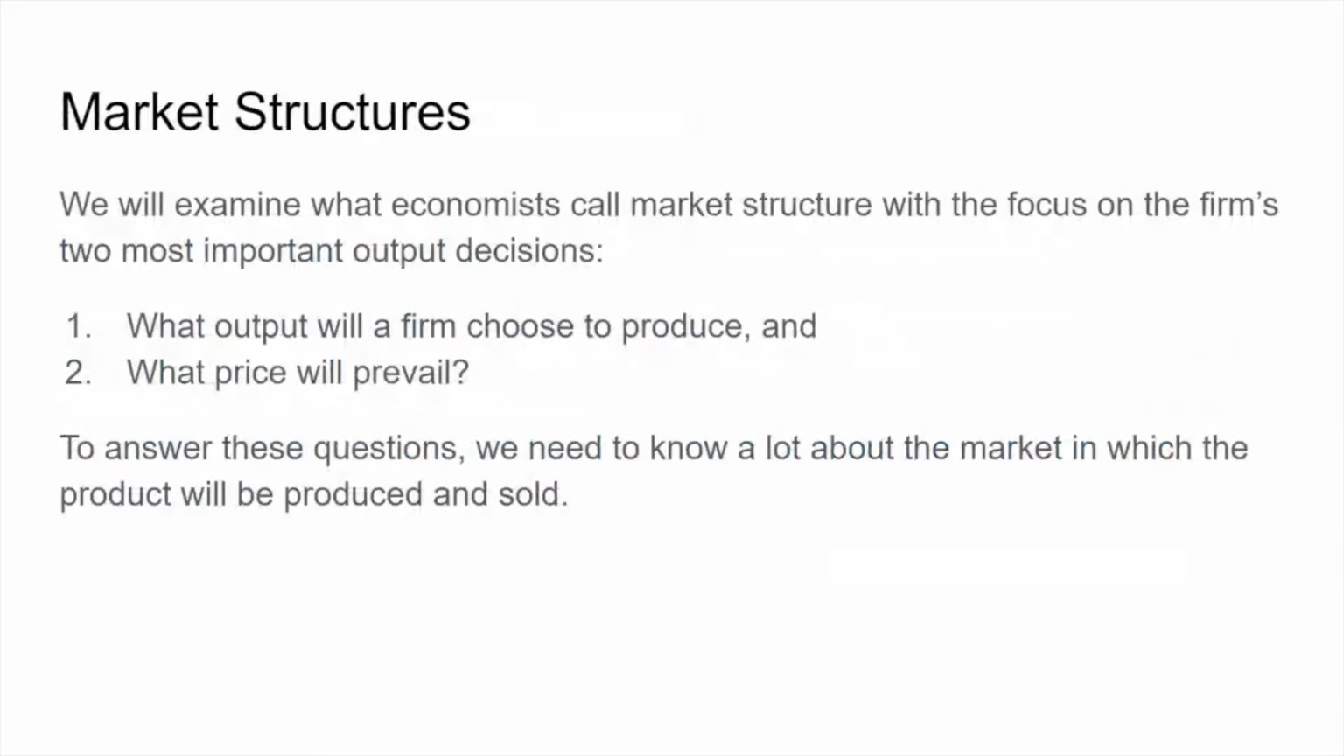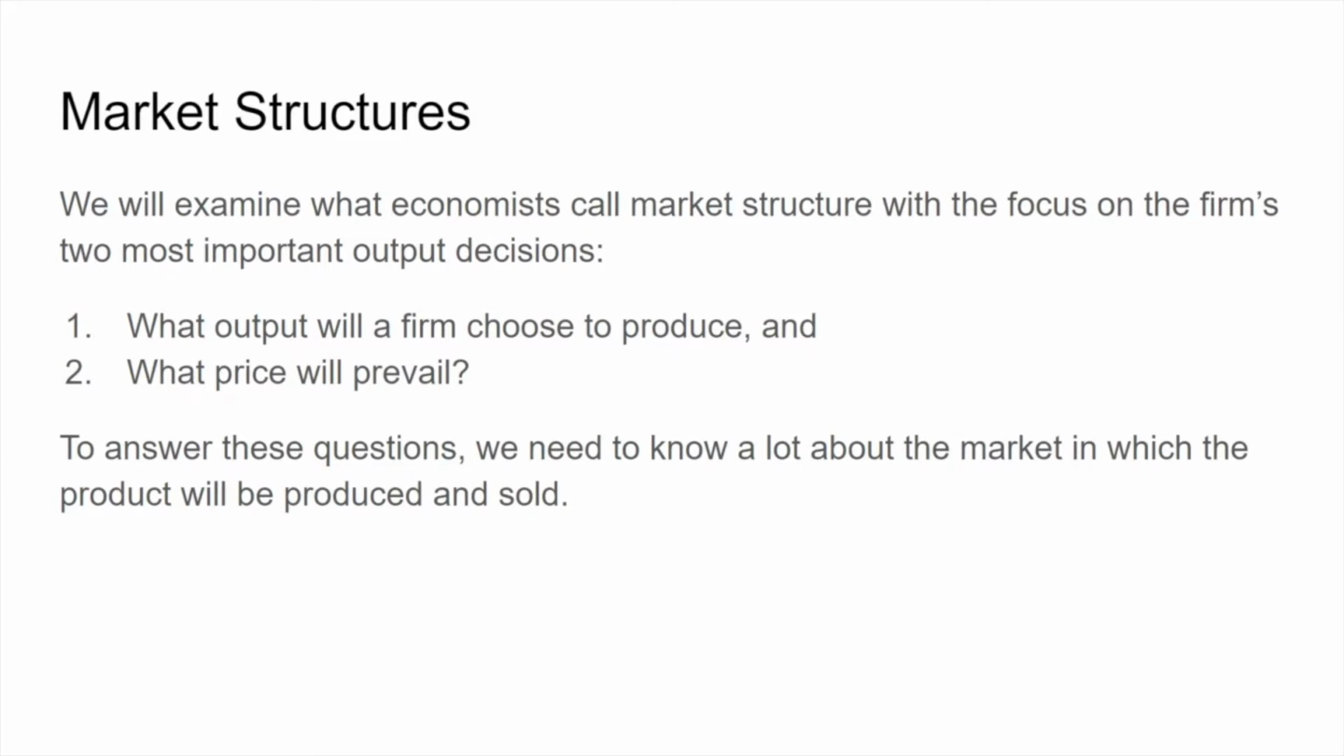We're going to examine what economists call market structure with a focus on the firm's two most important output decisions. That is, what output will a firm choose to produce? So what level of output? That's similar to what we talked about in the long and short run. And in the first chapter when we said what to produce, how to produce, and where to produce it, well, this is really what to produce.